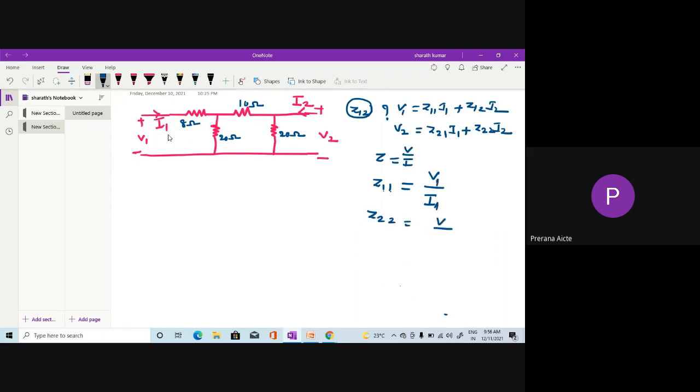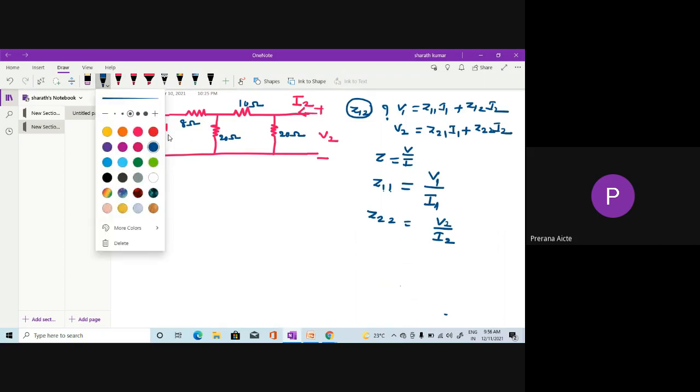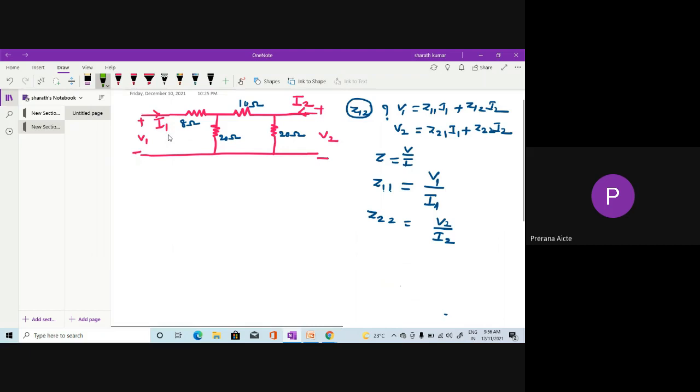Why? Because it is an impedance, Z is equal to V by I. So we have Z22 as V2 by I2. Another one, Z12, is again V by I: V1 by I2. Z21 is again V by I, because it is an impedance: V2 by I1. So these are the two parameters and these are the two parameters.